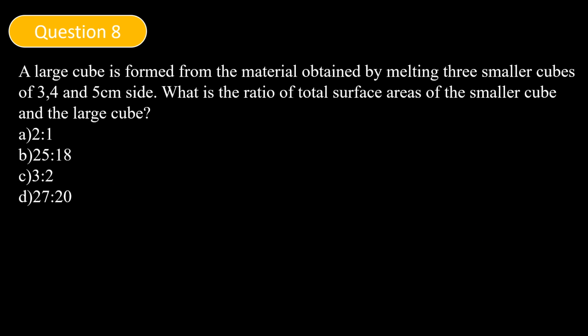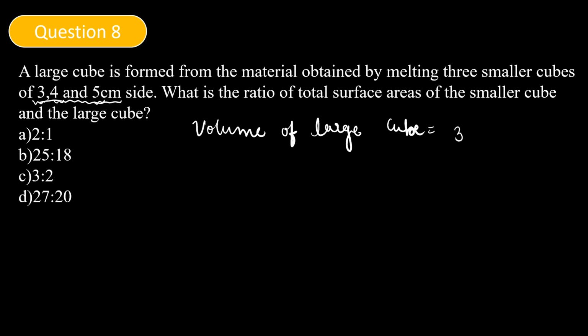A large cube is formed from the material obtained by melting three smaller cubes of 3, 4 and 5 centimeter side. What is the ratio of total surface area of the smaller cubes and the larger cube? Okay, the cubes of 3, 4, 5 centimeter sides are melted to form a large cube. So, what is the volume of the large cube? Volume of the large cube would be the volume of all these cubes added together.